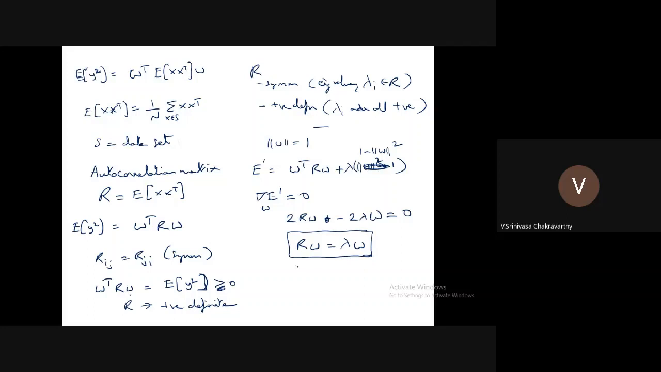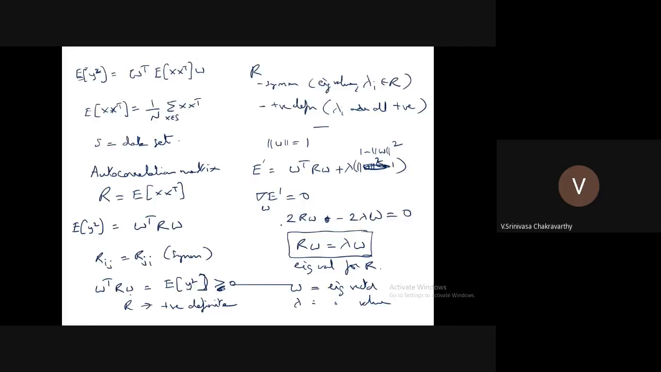Interestingly, that is nothing but your eigenvalue equation for R. Which means that W is an eigenvector and lambda is an eigenvalue, right? So that is interesting. So the weight vector is now seen to be an eigenvector.